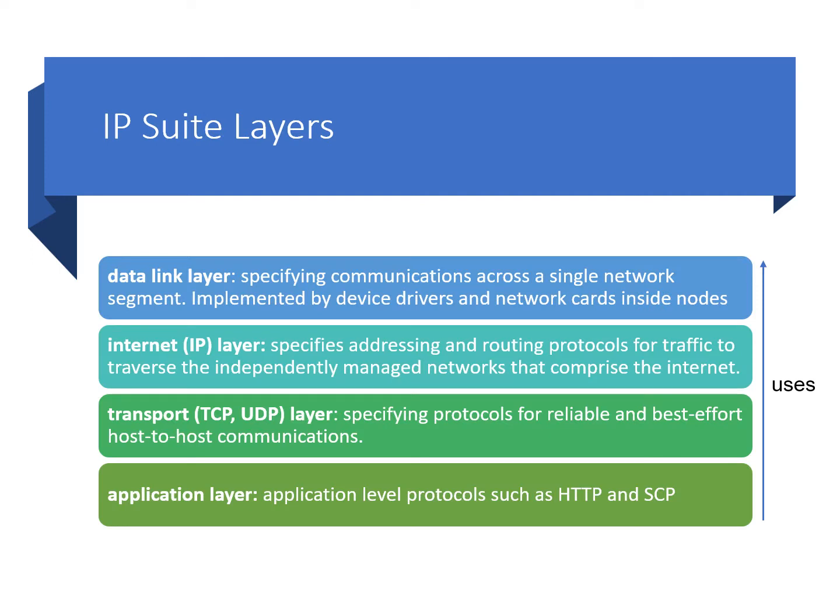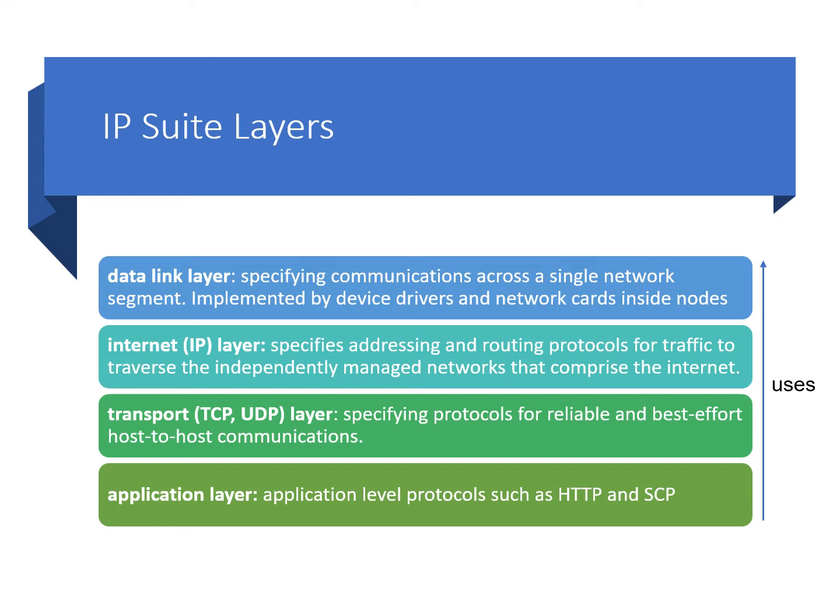The data link layer is used for communications across a single network segment. This is implemented by the device drivers and network cards that live inside your devices. The Internet layer specifies addressing and routing protocols that make it possible for traffic to traverse the independently managed and controlled networks that comprise the Internet, as we described in Lesson 1. This is the IP layer in the Internet Protocol Suite.